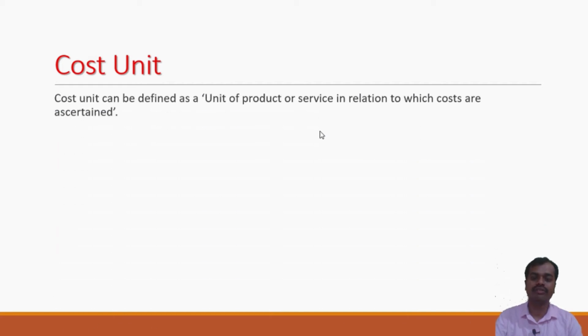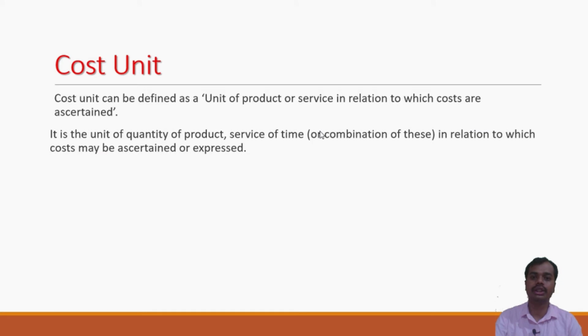Cost unit can be defined as a unit of product or service in relation to which costs are ascertained. The cost unit is the narrowest possible level of cost object. It is the unit of quantity of product, service, or time, or a combination of these, in relation to which cost may be ascertained or expressed.